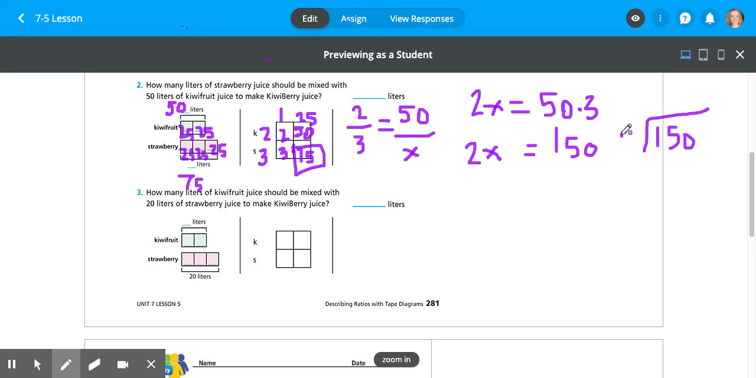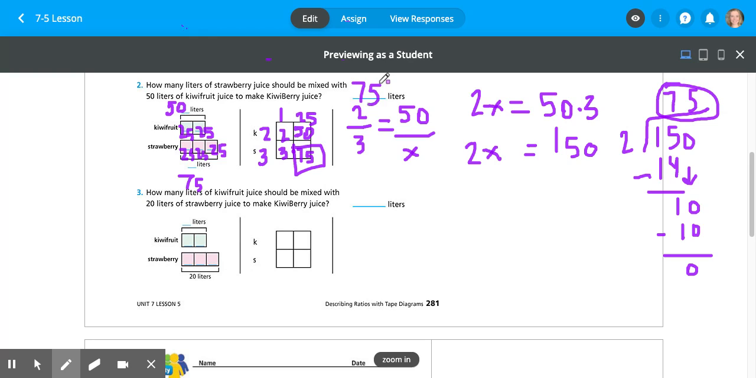divided by 2. 2 goes into 15 7 times, and that is 14. We have 1 left over. We bring down our 0. 2 goes into 10 5 times, and that is 10. And our answer zeroes out. So we got the same answer again on all 3 methods of solving. So our 75 liters is correct. So now we will move on to our next one.